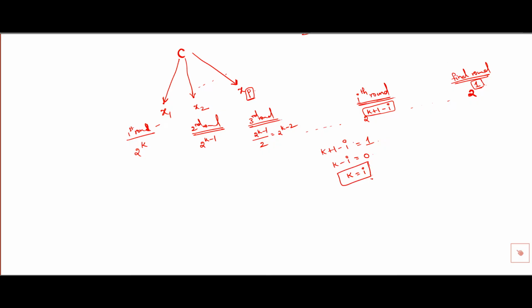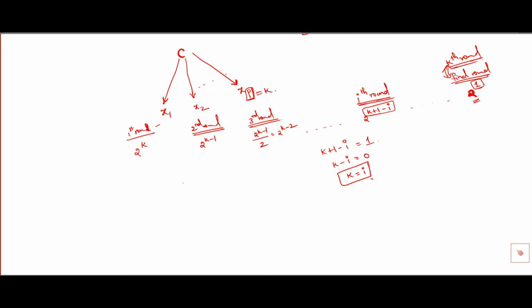So if my i becomes k, that means if it is the kth round, we will be left with 2 teams, and these 2 teams play the final round. That means the kth round is nothing but the final round. So we got our p, which is equal to k.